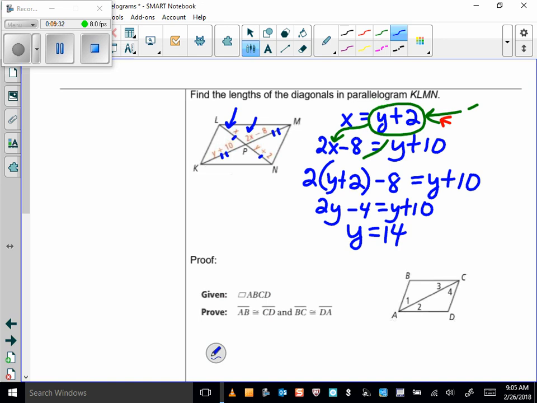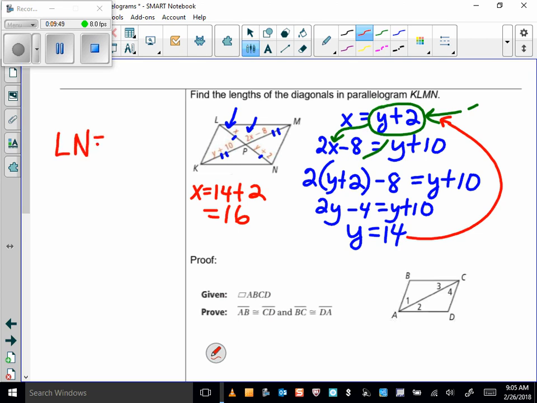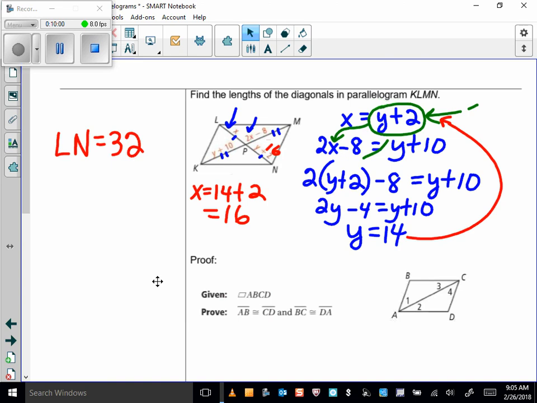Okay, so if y is 14, now I'm going to go back up here. I'm going to plug 14 in. So x is going to be 14 plus 2, which is 16. So if x is 16, that means LN is 32. And if y is 14, then that means PN is 16. Oh, sorry, I'm on the wrong one again. I'm trying to find the long one now.